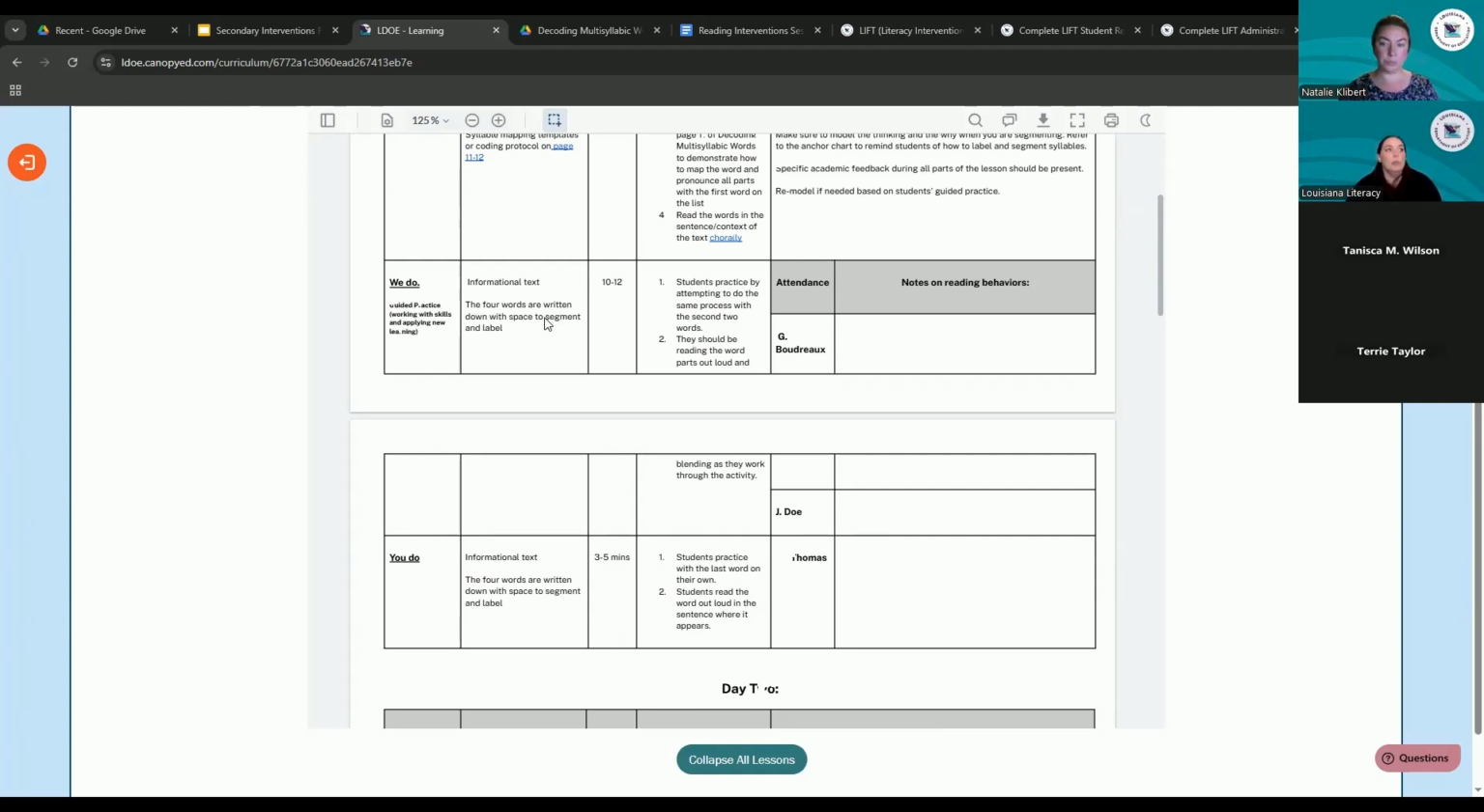And then once we've done those 2 words, they'll move on to the last one. They'll do the same thing by themselves independently. And then I'm going to have them read that sentence out loud where it appears to the whole class.